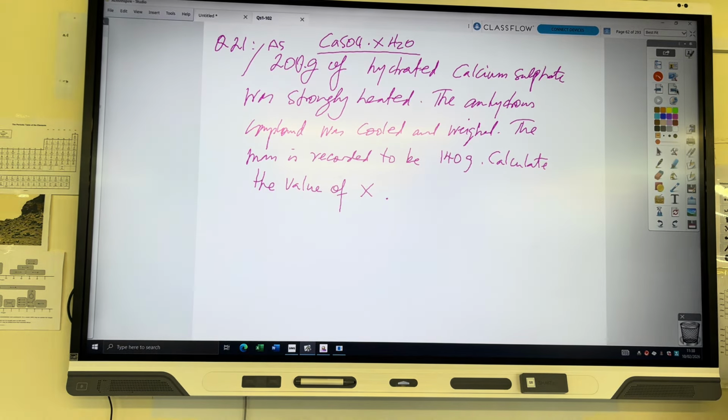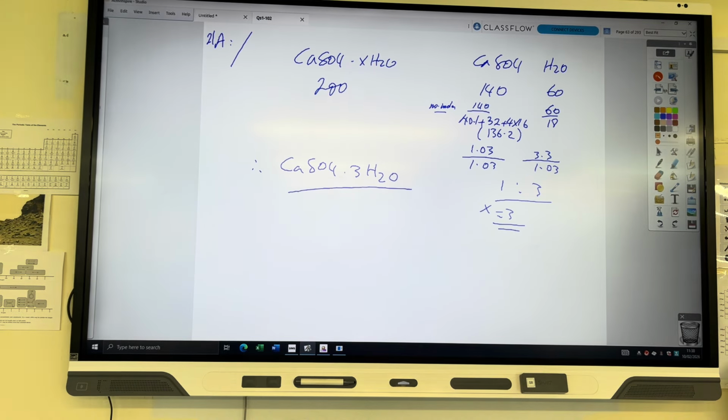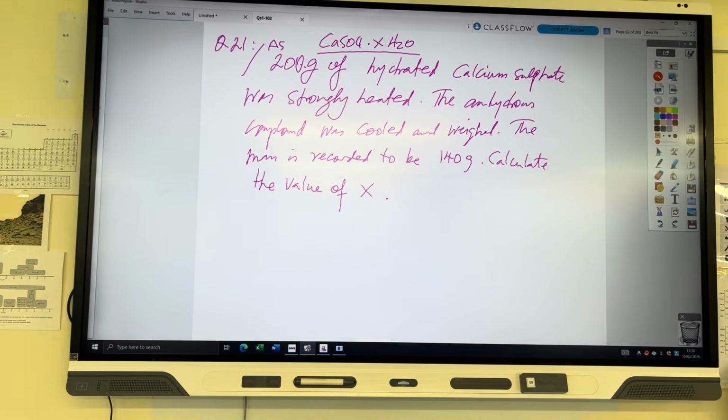So question 21: to 200 grams of hydrated calcium sulfate when strongly heated. The anhydrous compound was cooled and weighed, and the mass is recorded to be 140. Calculate the value of X. You have about 7 minutes for this.